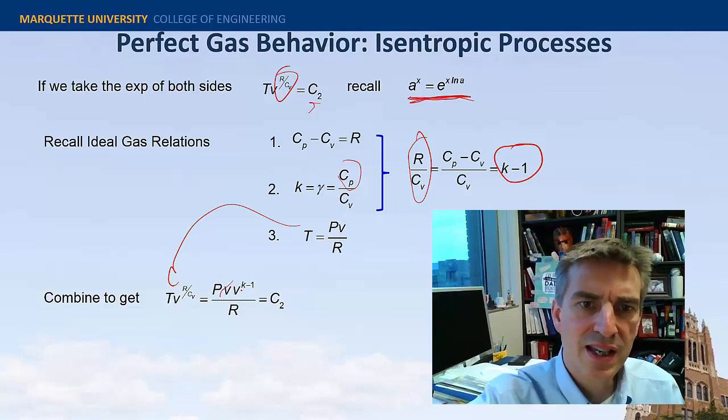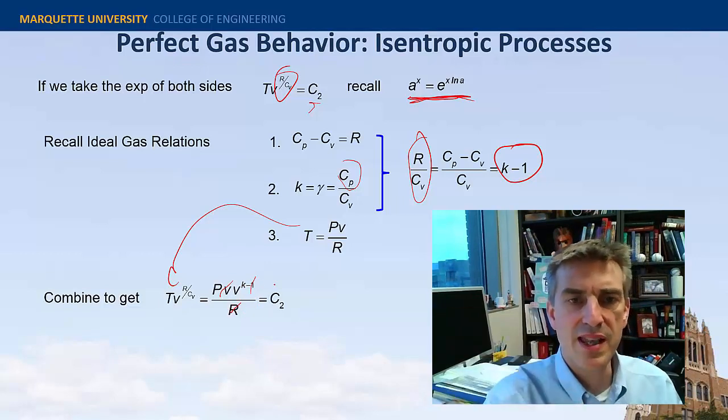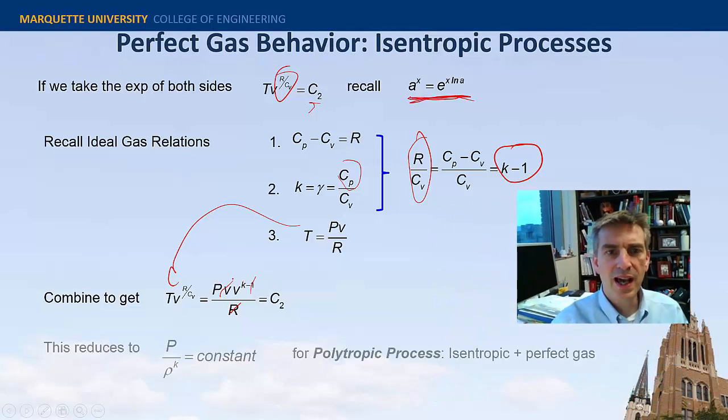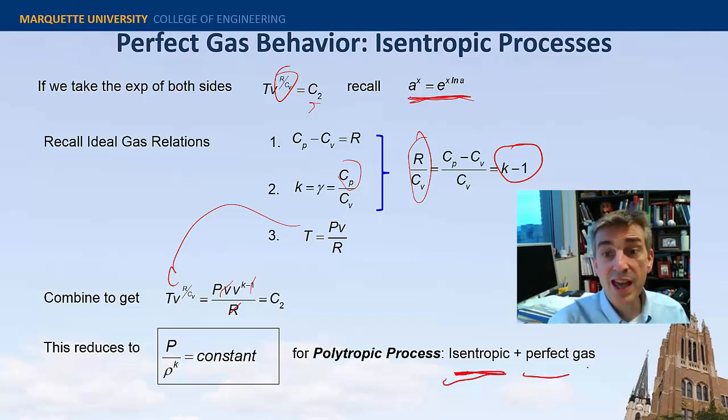And you can see that this is going to cancel that. And then R is a constant, so I can just throw it into that constant. And so really, I get that P over rho to the K, I just move that V downstairs, is equal to some constant, right? That would be C2 times R. Now, to get to this, I needed to invoke the isentropic relationship and the perfect gas relationship. So keep that in mind.